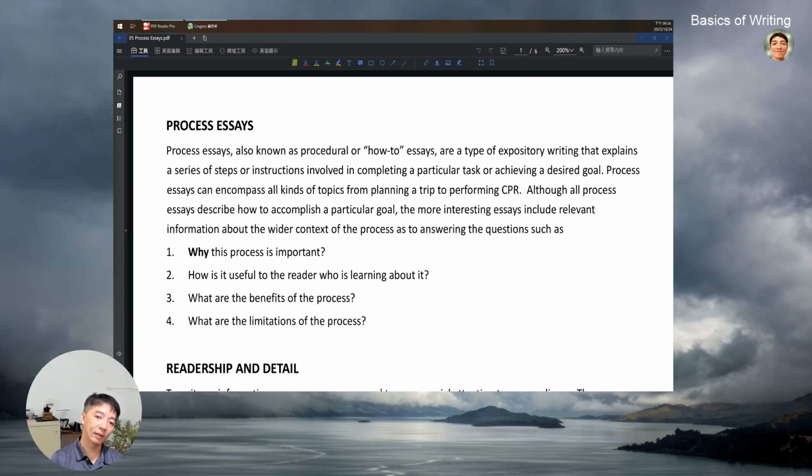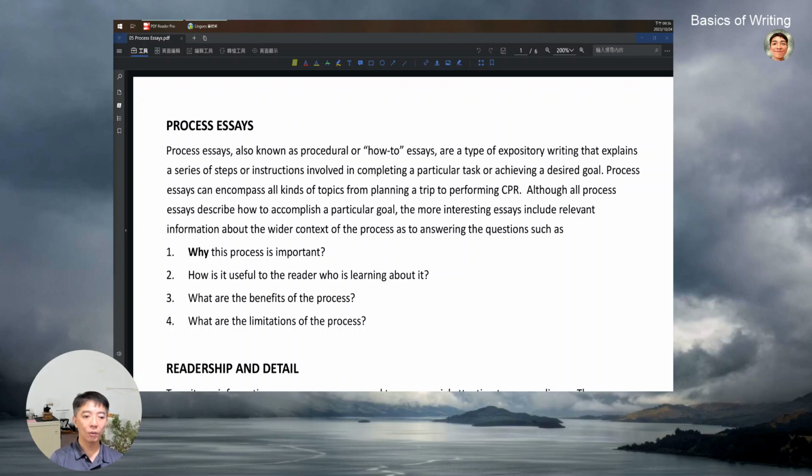Because process essays are a type of expository writing, that means you are explaining things to somebody, right? That means your audience or your reader. So you should be aware of your audience, especially their knowledge, and of course their age. We have different backgrounds, so people from certain fields may understand this, but if you are from a different background, you may not have the slightest idea about even the basics, right?